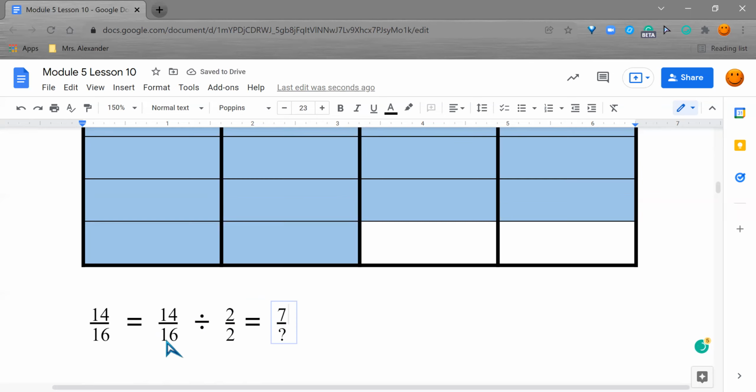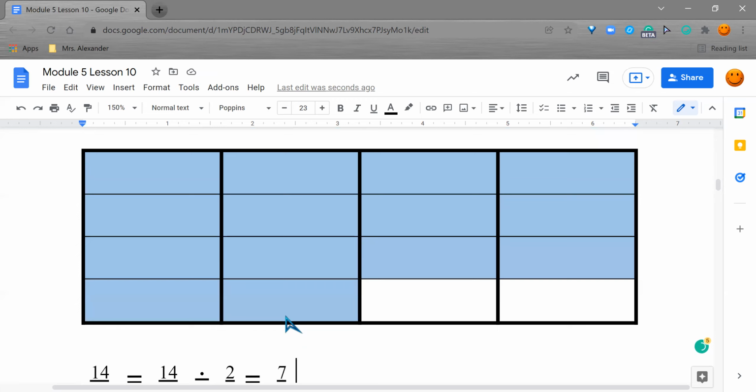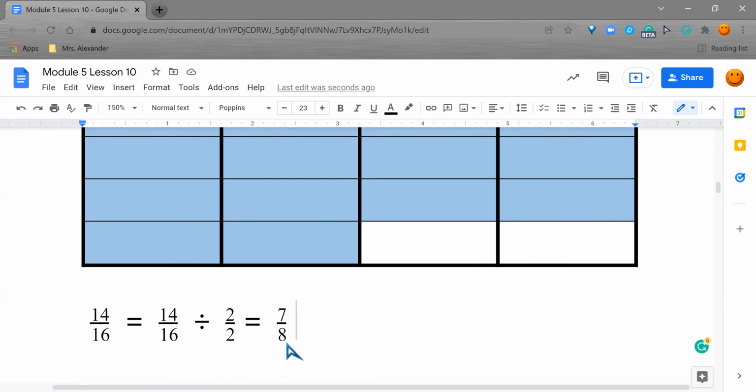And the same thing here. We have 16 divided by 2 equals. Think about it as 2 times what number gives you 16? Yes, 8. And is 7/8 our simplest term? Yes, it is, because 7 is an odd number and it's a prime number. So we can't reduce 7 any further down.